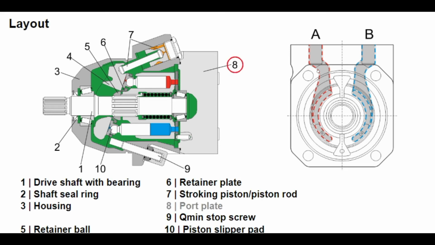The port plate 8 houses pressure ports A and B. When flow moves from B to A, the motor rotates clockwise. When flow moves from A to B, the motor rotates counterclockwise.